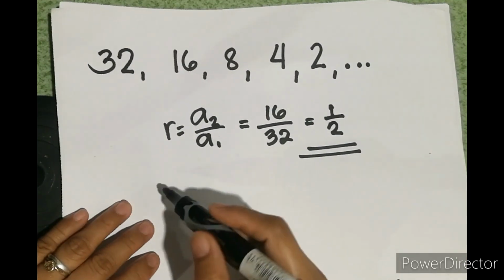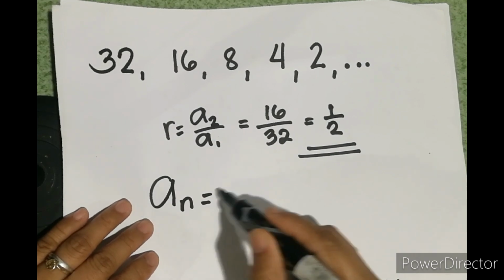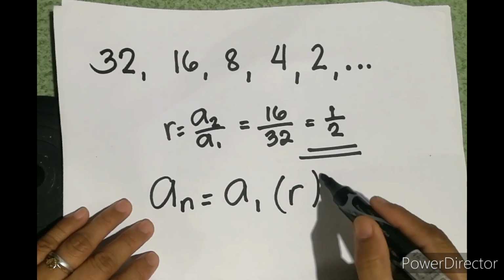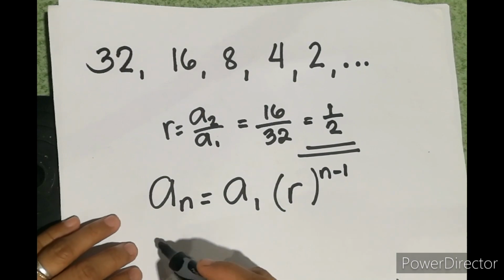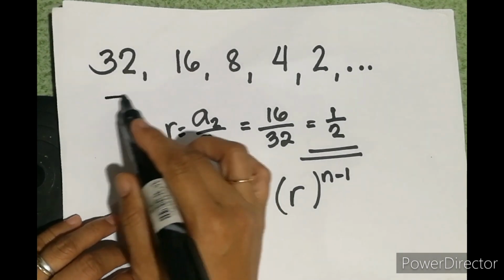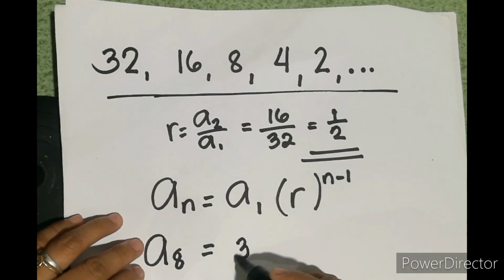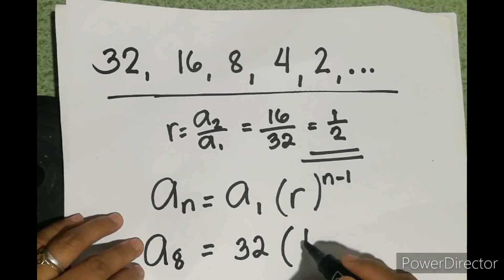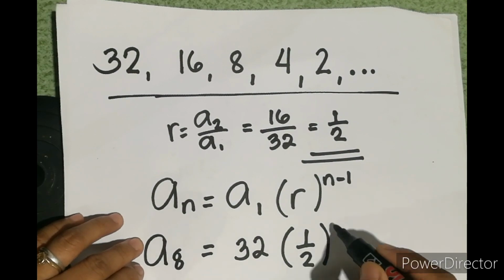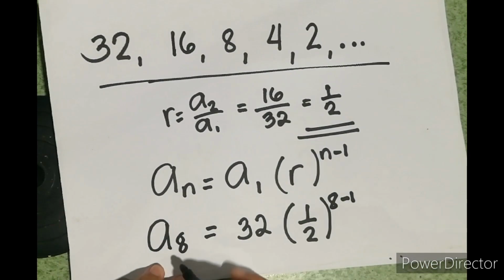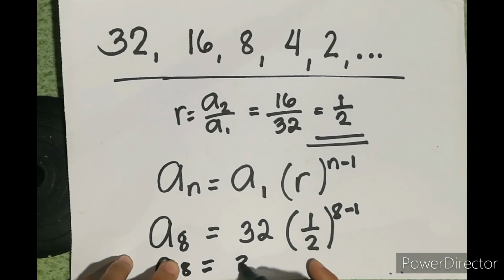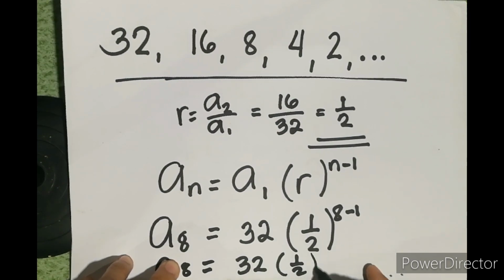Okay, so gamit ang aton nga formula nga a sub n equals a sub 1 times r raised to n minus 1, kuhaon naton ang 8th term sa aton nga example. So ano ang ika-8th term niya? So what is your a sub 1? Is 32. Ang r mo is 1/2. Ang imong n is 8, i-minus mo sa 1. So, a sub 8 equals 32 times 1/2 raised to 7.